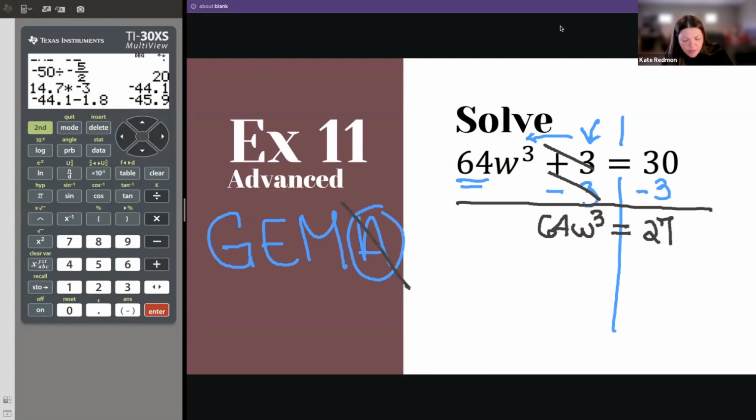Now, I still have a couple of operations here. I have a multiplier and I have an exponent. I'm working backwards, so I'm going to move anything multiplying next. Let's take away that multiplier by dividing. We can do whatever we want as long as we do it to both sides. Multiplying and dividing by 64 cancel, leaving me with just w cubed.